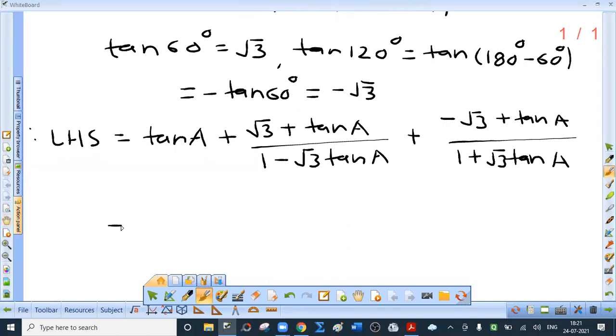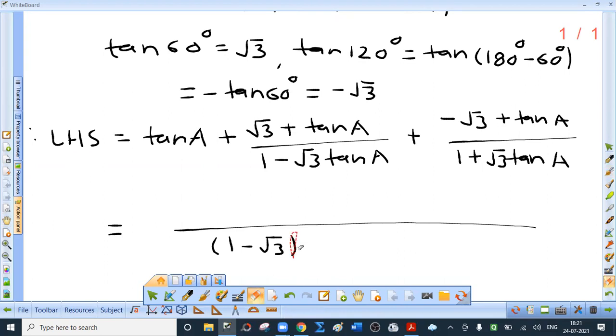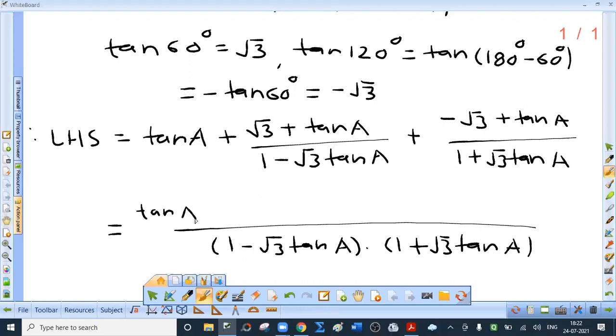Now what is LCM? Product of denominators. So 1 minus root 3, I need not put this in bracket. This is 1 minus root 3 tan A into 1 plus root 3 tan A. You should know how to add fractions. Now this is tan A into what? Tan A means tan A upon 1. Actually it is tan A into (1 minus root 3) (1 plus root 3).